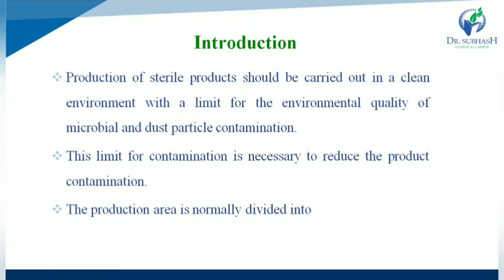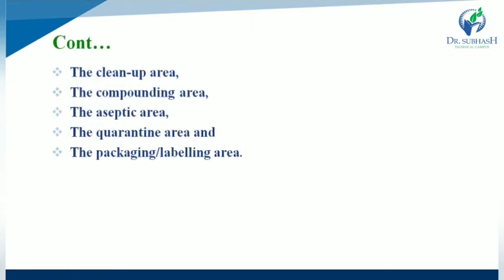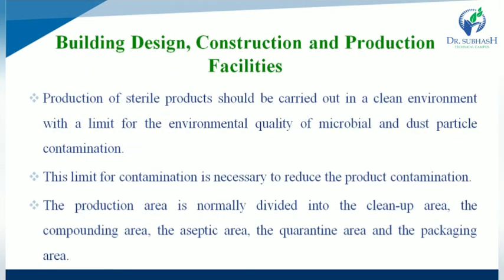This limit for contamination is necessary to reduce the product contamination, and the production area is normally divided into various types. Production area is divided mainly into five areas. First one is cleanup area, next one is compounding area, next one is aseptic area, quarantine area, packaging area and labeling area. So first one, building design, construction and production facility.